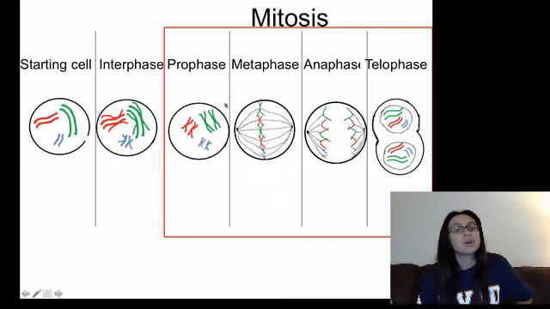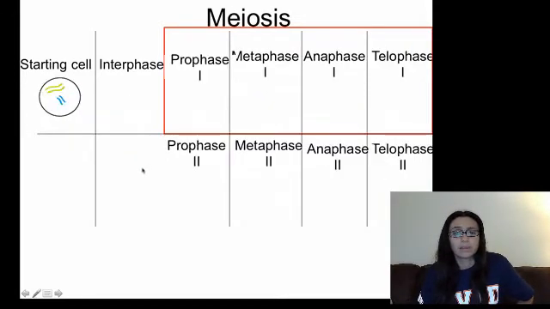Now, if we did mitosis, that would not work. Because with mitosis, you start with a diploid cell and you end with 2 diploid cells. We don't want that. So mitosis isn't going to work to create sperm or egg.